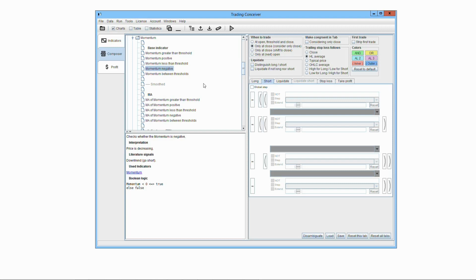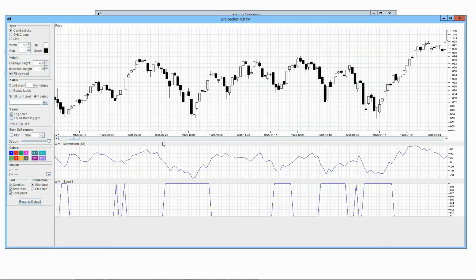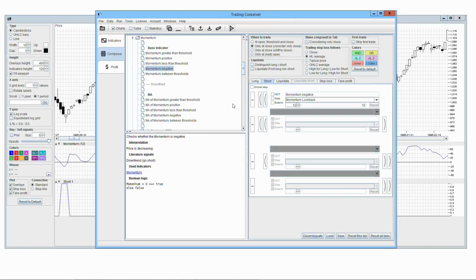Similarly to the previous example, you can use algorithms indicating a downtrend when negative to highlight a downtrending market. For instance, select the momentum negative algorithm. Where the algorithm is true, the market is downtrending. You can use this algorithm in the Short tab to enter a short position.